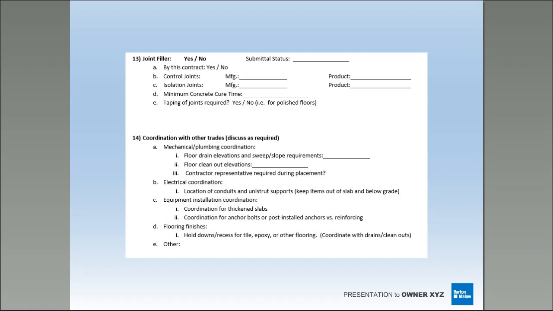Goes without saying, my minimum concrete cure time is the polisher doing the joint filler, is the place finish guy doing the joint filler. Are the two compatible for what's going on for the polished floor? Are we taping the joints? Are we using a stripper on the joints? All of these things need to be talked about during the pre-placement, so we have that success at the end of the project.